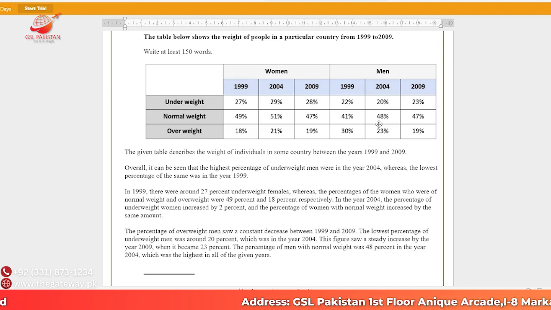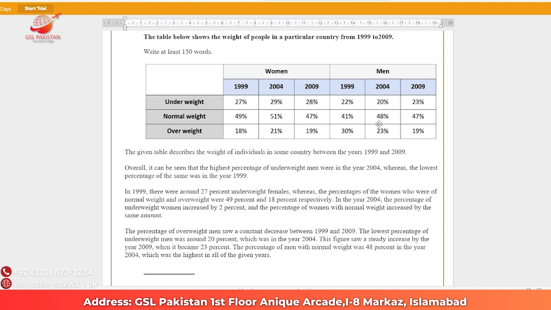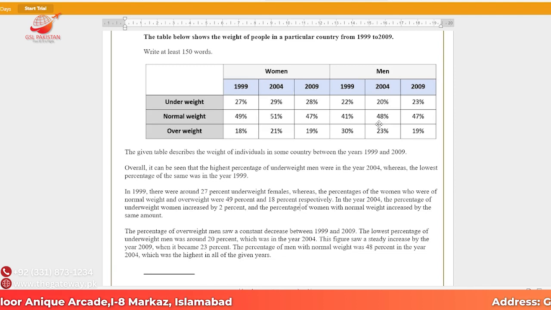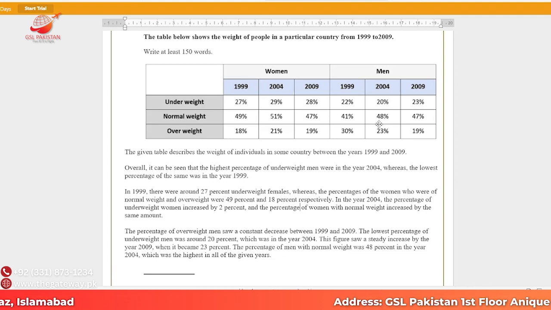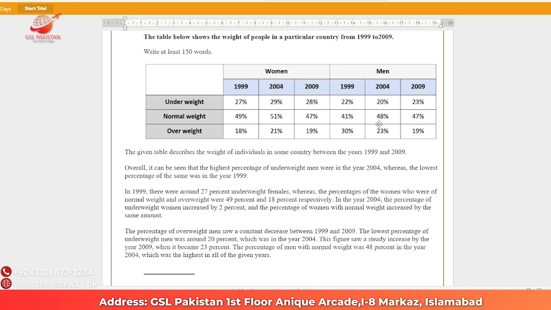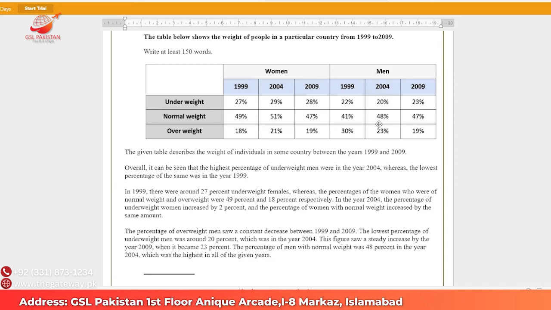Anyways, that's it for this report. We had to write 150 words. We wrote an introduction. Then we moved on to an overview. And as I have already explained so many times, an overview is just like a conclusion, but it doesn't come at the end. It comes soon after the introduction. Then we've written two body paragraphs in which we have quoted some data and we have made some comparisons as well.